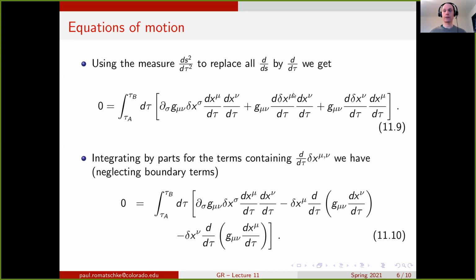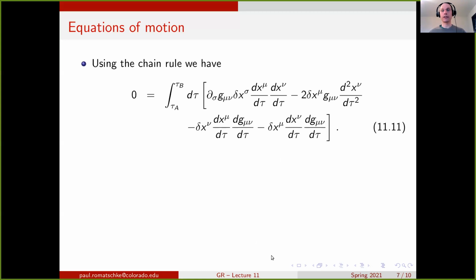And we get, from rewriting this term, delta x mu times d by d tau of g mu nu dx nu by d tau. And for the second term, we get a similar expression, just exchanging nu and mu in the argument of whatever is being derived here. So that's the next step.